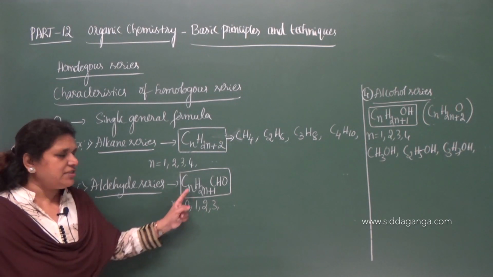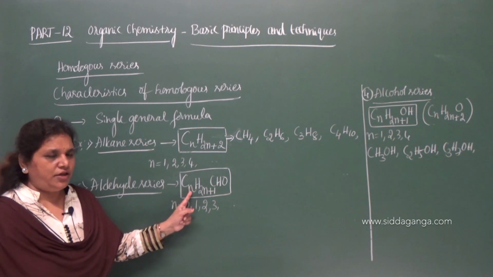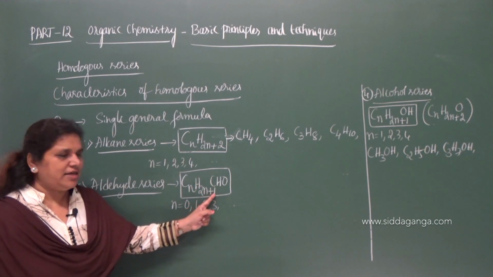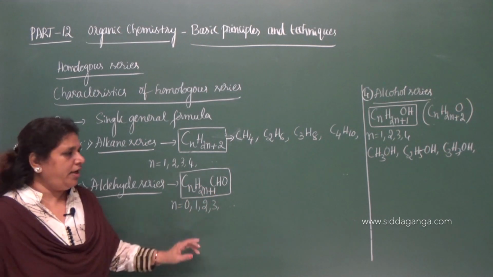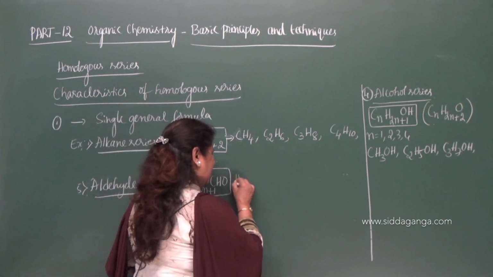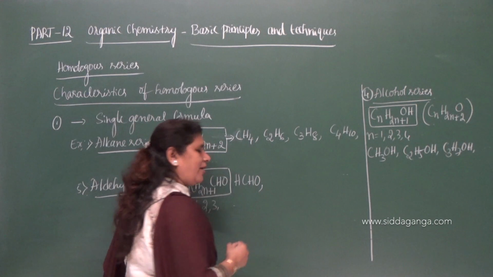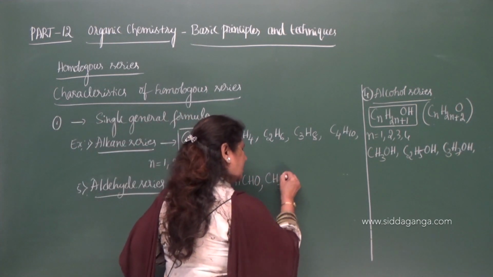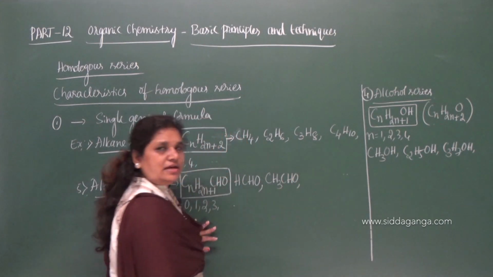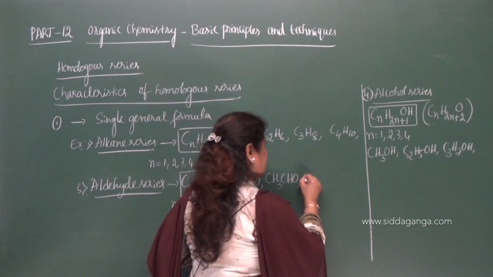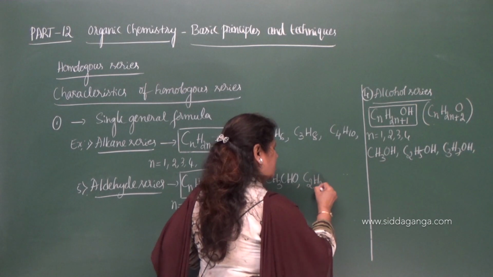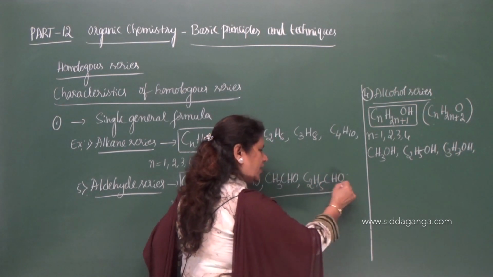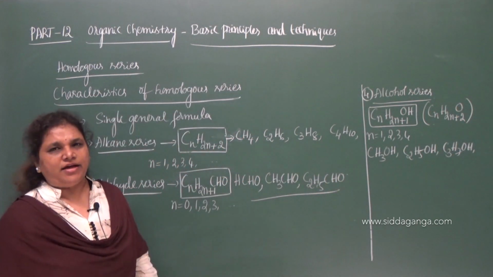If you put 0 here, C0 and H2 into 0 is 0, but here it is 1, so H1, and you get HCHO, formaldehyde. Put n equal to 1, what do you get? CH3CHO, acetaldehyde. Put n equal to 2, then C2H5CHO. So like this you will get the members of the aldehyde series.